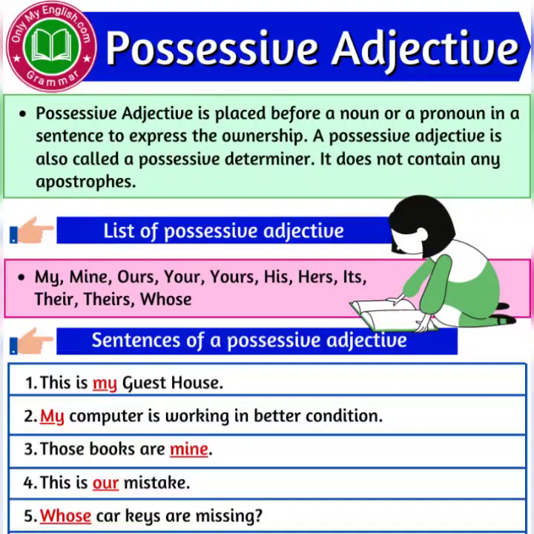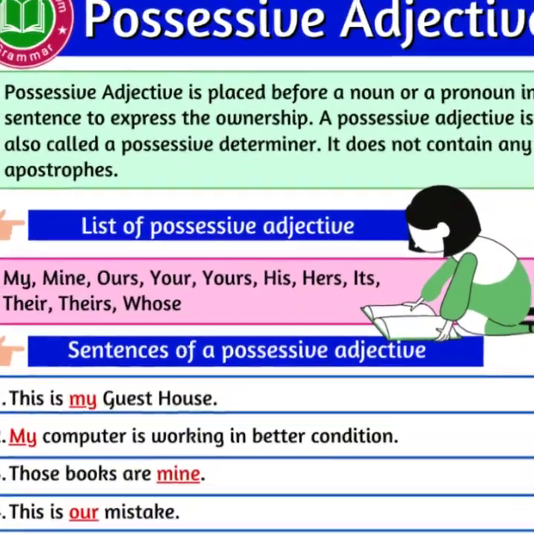Possessive adjective. A possessive adjective is placed before a noun or a pronoun in a sentence to express ownership. A possessive adjective is also called a possessive determiner. For example, those books are mine.